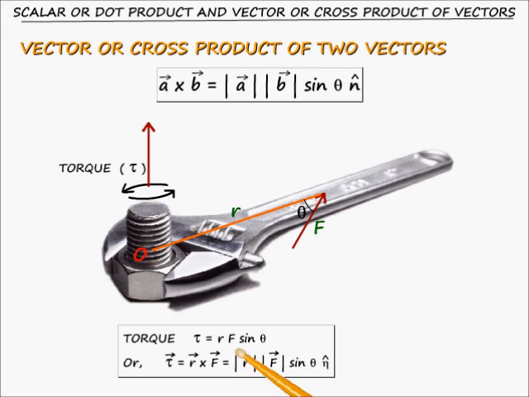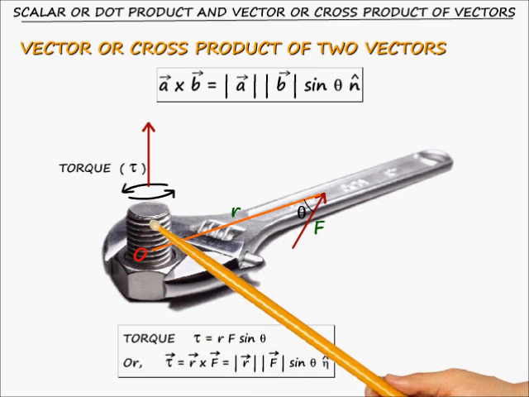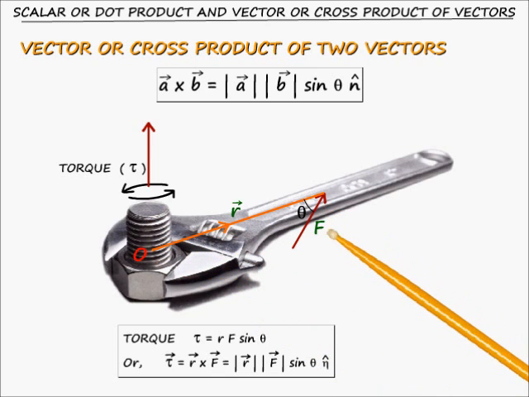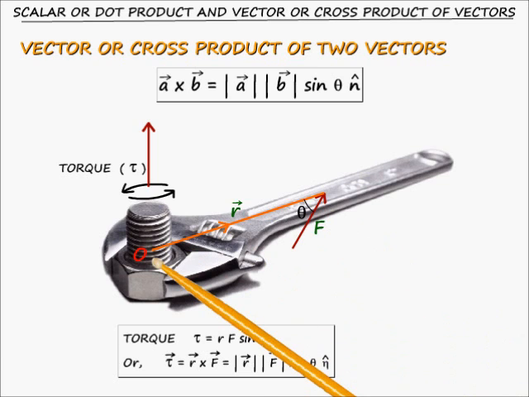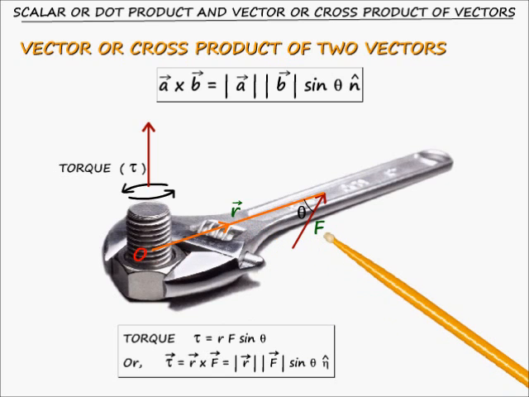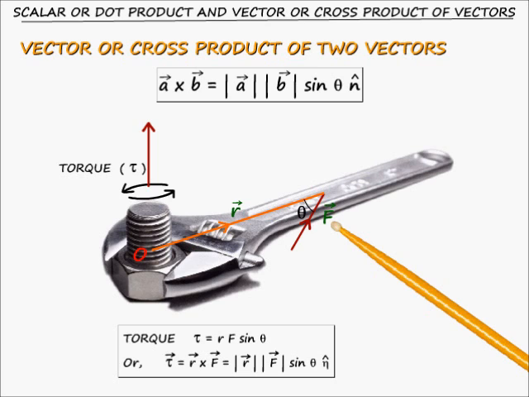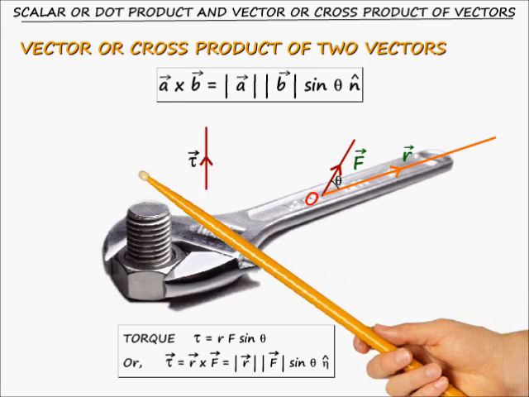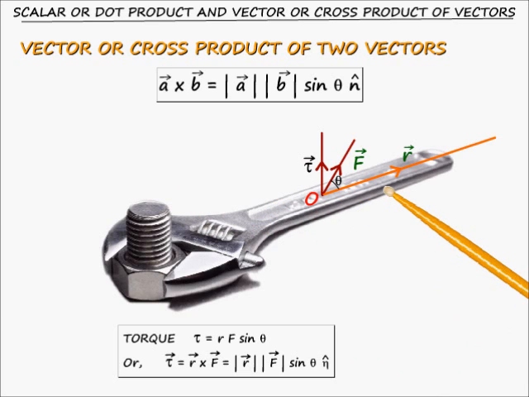The direction of the torque is obtained from the motion of the nut, which is upward. Now we may consider this moment arm as a position vector of the point where the force is applied, the pivot point being the initial point. This is represented by vector r. The force F can also be represented by vector F. Now we redraw the vectors like this. The motion of the nut is upward, which is the direction of torque, and will represent the vector tau. Clearly, the three vectors form a right-handed system.